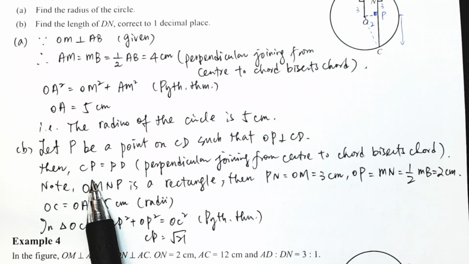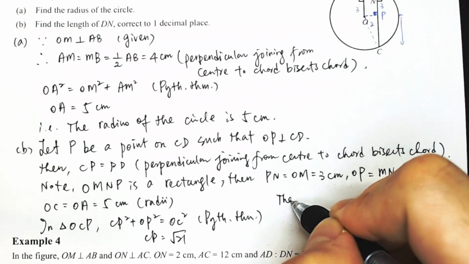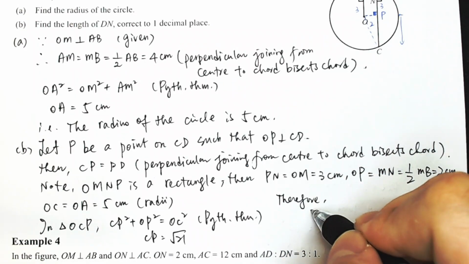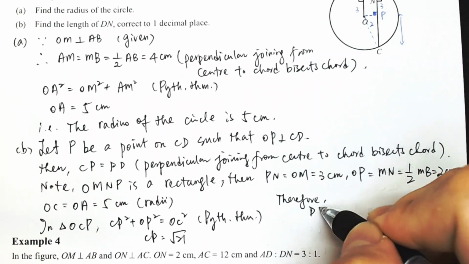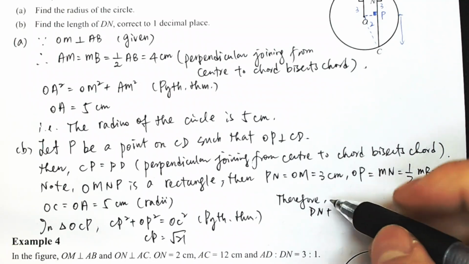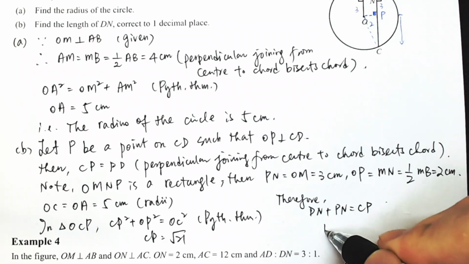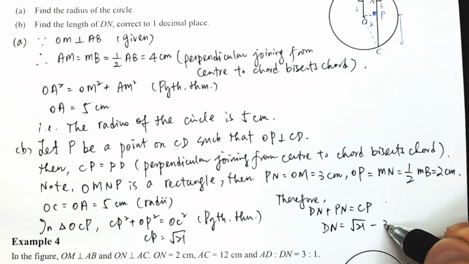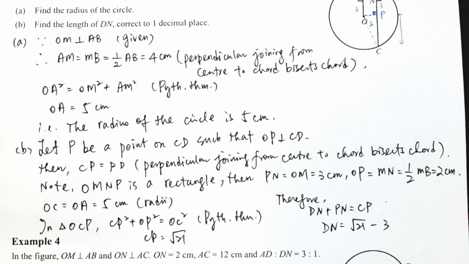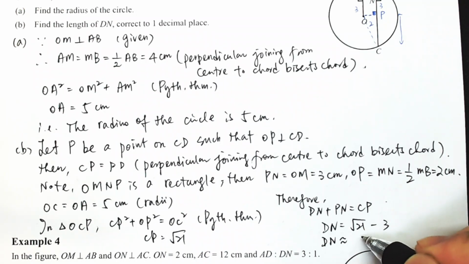And since we have CP equals to PD, therefore DN plus PN is equal to CP. PN is 3, we found that already. And so DN is actually root of 21 minus 3 cm. Okay, this is the exact length, and if you want to find the result that meets the requirement, DN is about 1.58 cm.